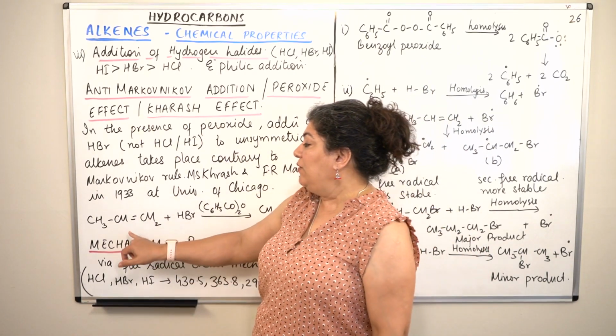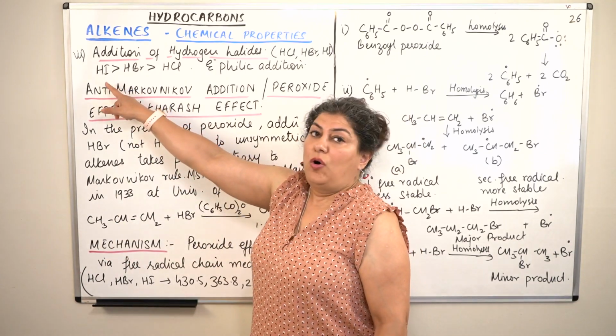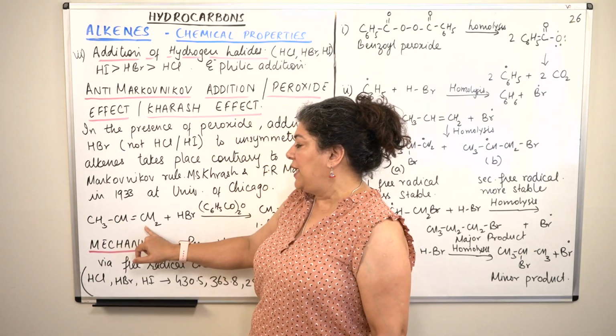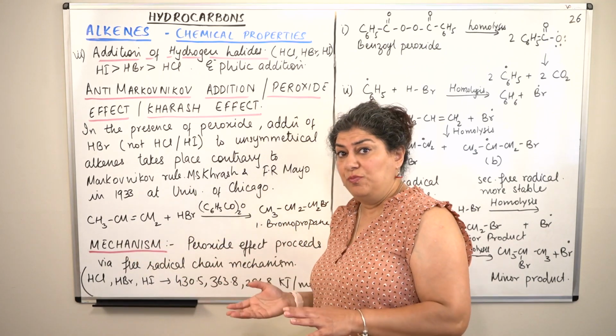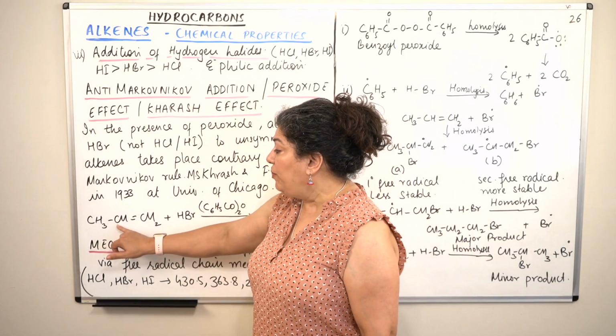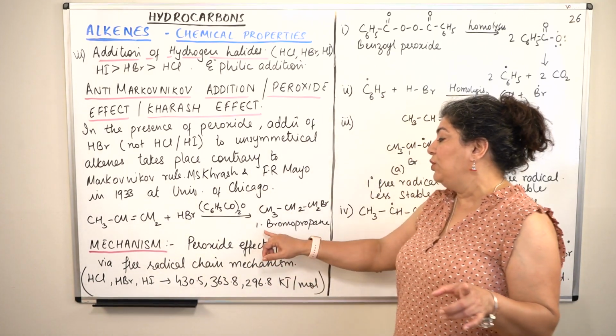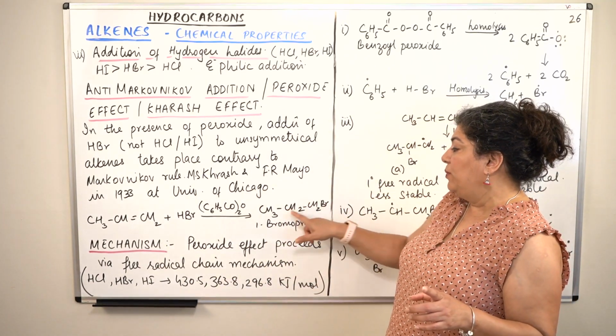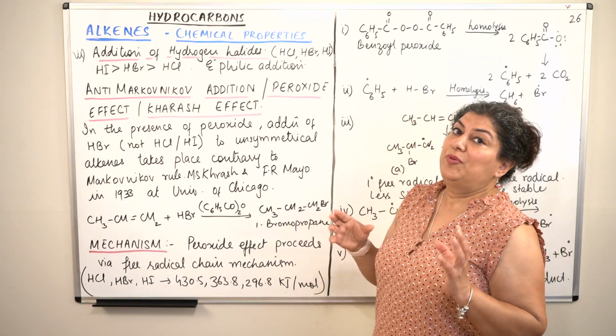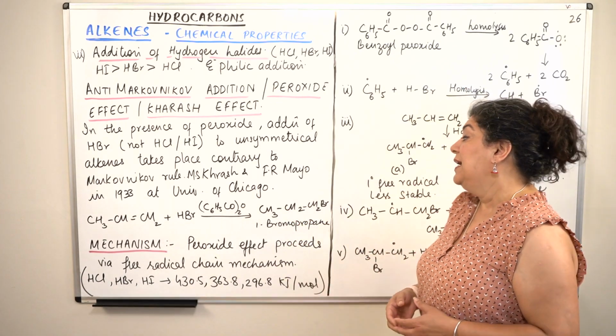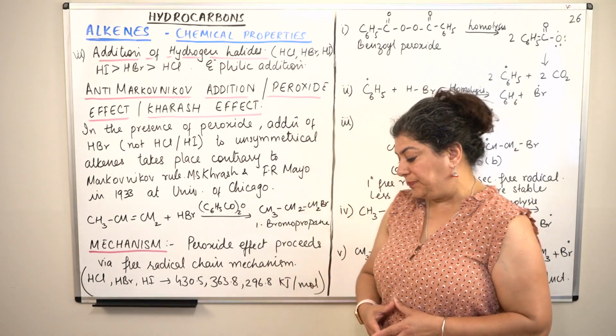So the bromine would add here, and the hydrogen of HBr would add to the carbon which already has more hydrogen atoms. Therefore, the main product that you would get would not be 1-bromopropane. Since bromine would add to the second carbon, the main product or the major product that you obtain is 2-bromopropane.